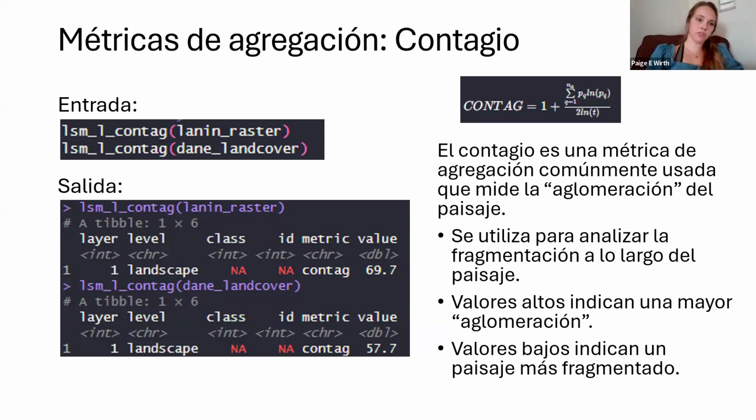Contagion values can range from 0 to 100. And when a value is near 0, it means that different land cover types are highly mixed and dispersed, and the landscape is generally fragmented. When a value is near 100, it's the opposite. We can go ahead and run these lines of code now.